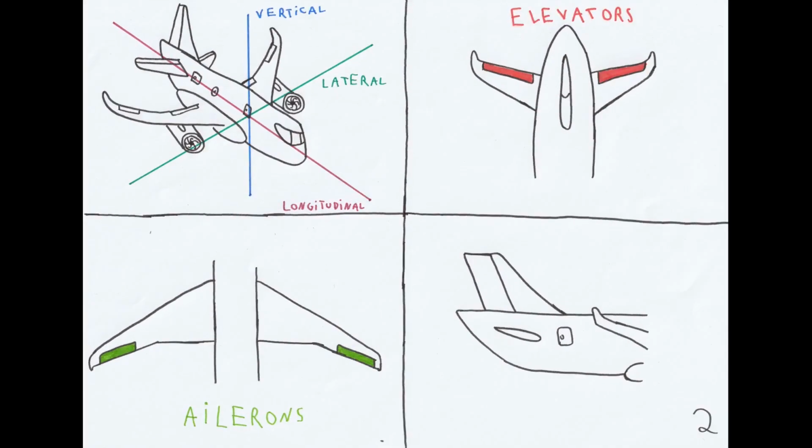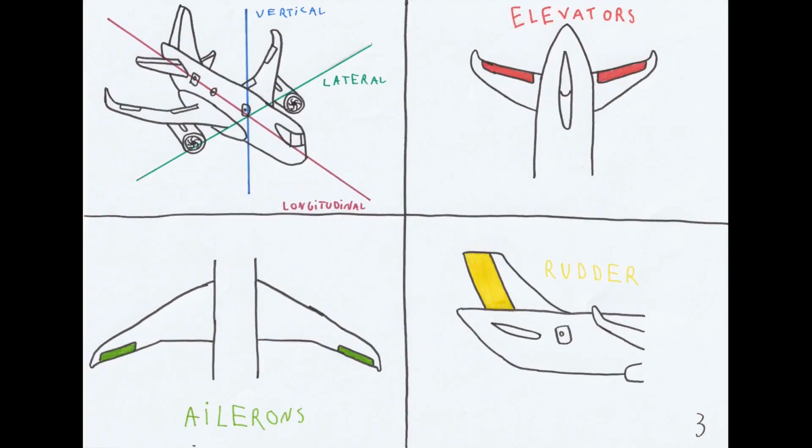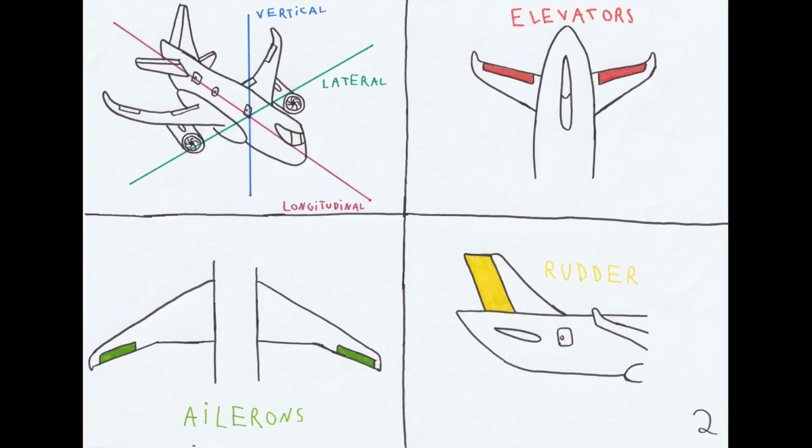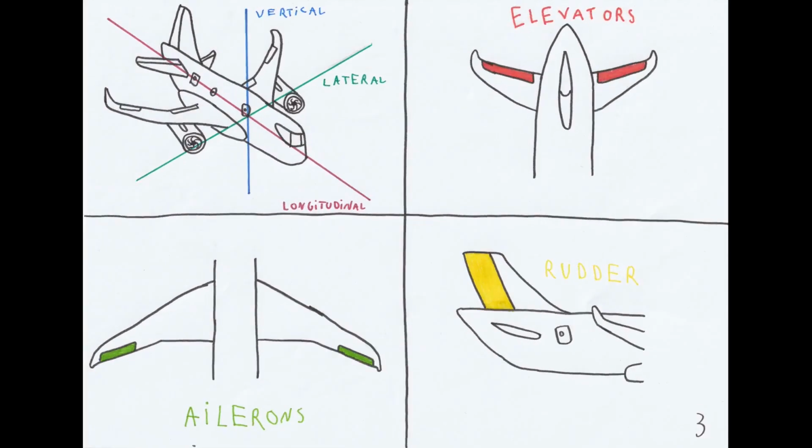And finally, we'll control the movement around the vertical axis with our rudder at the trailing edge of our vertical stabilizer, colored yellow here. It will make our plane go left or right, controlling our yaw.